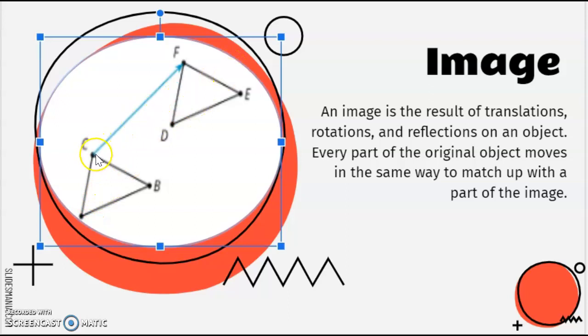Okay, so again, if you start here, moving, moving, moving, it's going to fit right on top of triangle D, E, F. This is A, B, C. It'll lay perfectly on top of it.